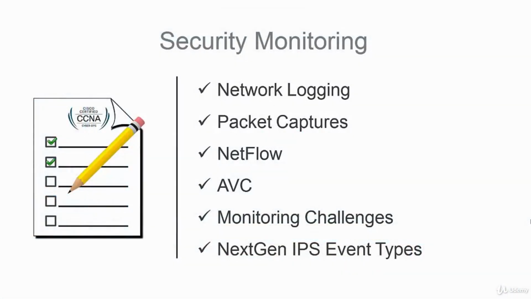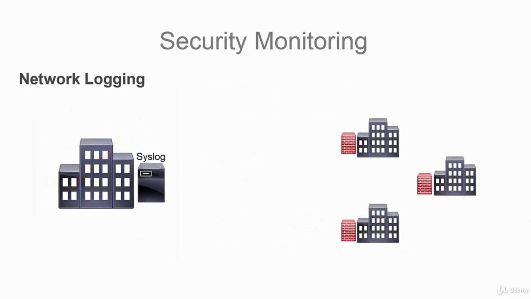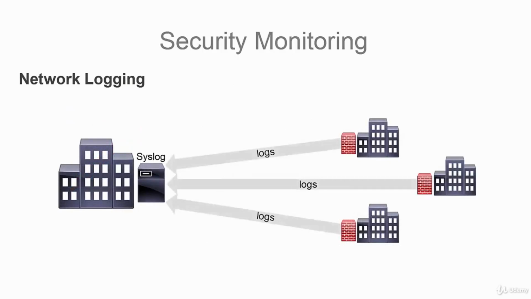In the end of the last section, we talked about event monitoring with operating system logs. In this section, we are going to look at different types of data that can be collected from a network for security, investigations, and troubleshooting. In addition to operating system logging, there is network logging.